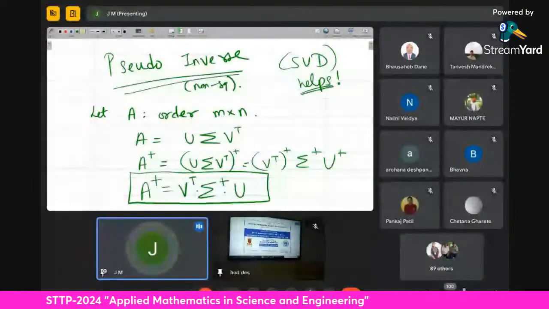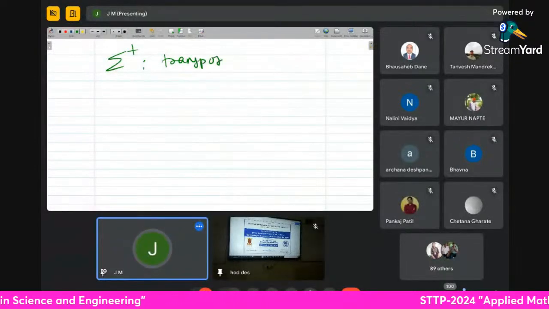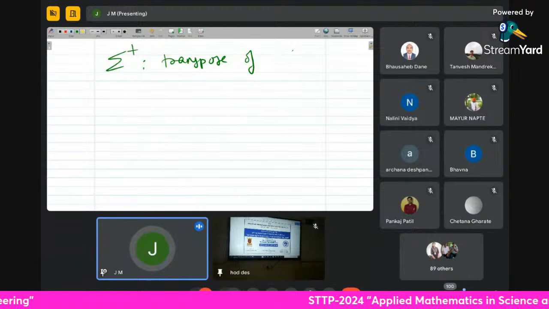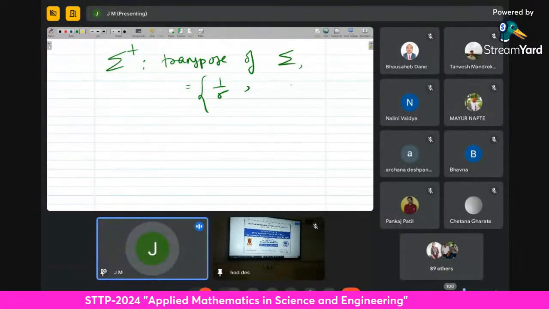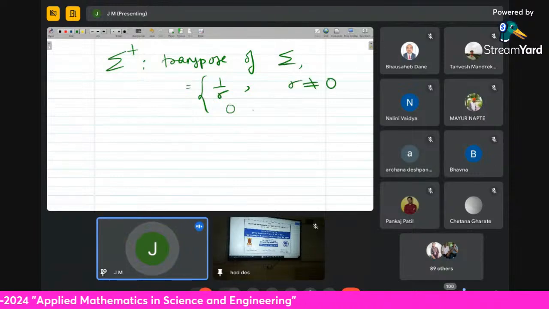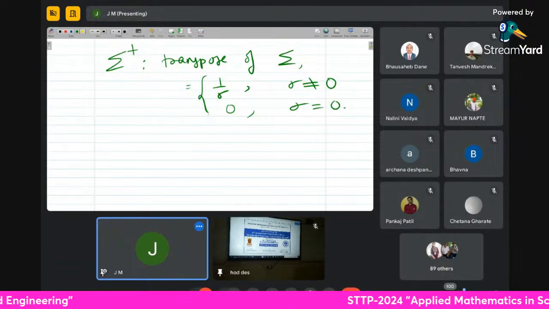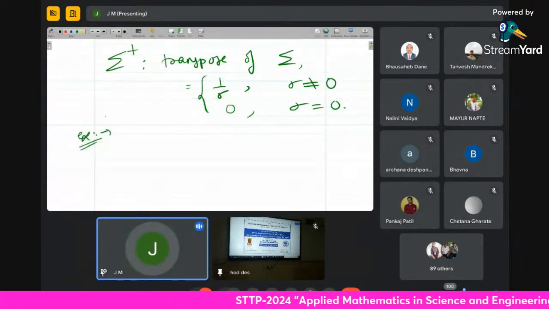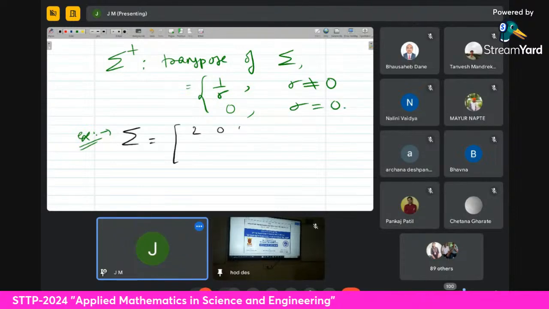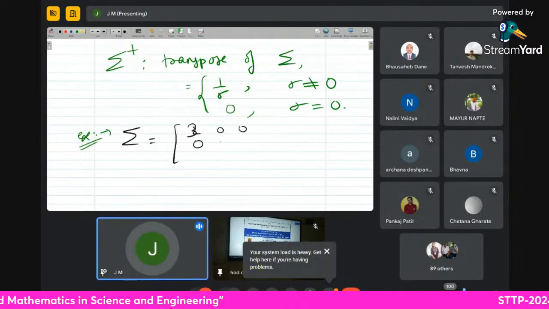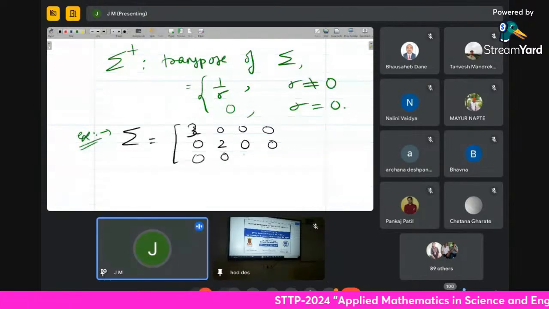What is sigma plus? My sigma plus is nothing but you take the transpose of sigma and you take 1 upon the singular value if the singular value is non-zero, and 0 if the singular value is zero. What I want to say is, if my sigma is say 2 0 0, 0 3 0, 0 0 0 0, yeah, this is my sigma.